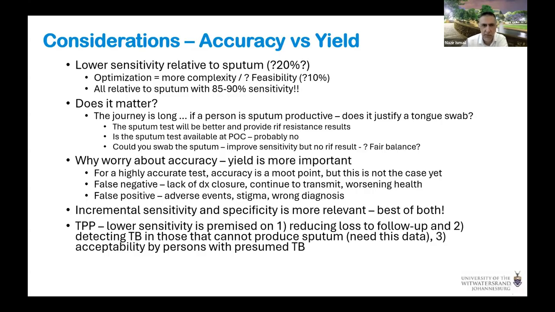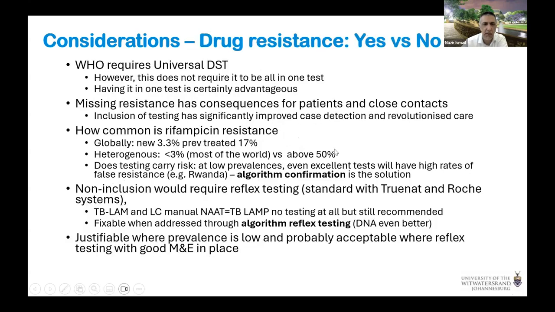And the last question that I was given is basically the question about drug resistance. So largely, most of these new swab-based tests do not include rifampicin testing, while the WHO does require universal DST, and it's appreciable why that is the case. What I'd like to highlight is that although WHO requires universal DST, it doesn't prescribe that it has to be all in one test. And having it all in one test is obviously advantageous, but it's not a fundamental requirement.